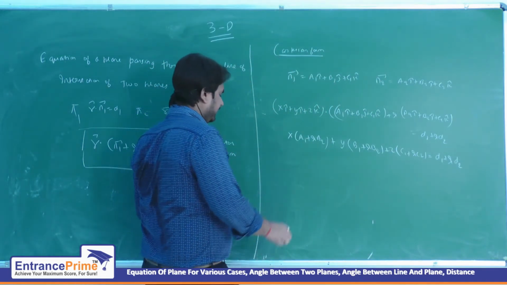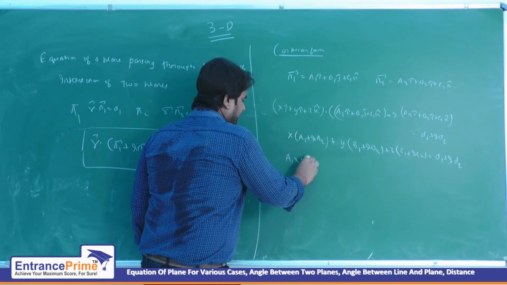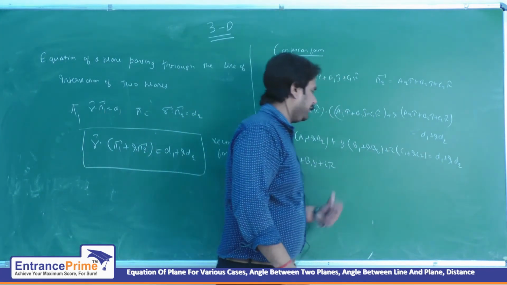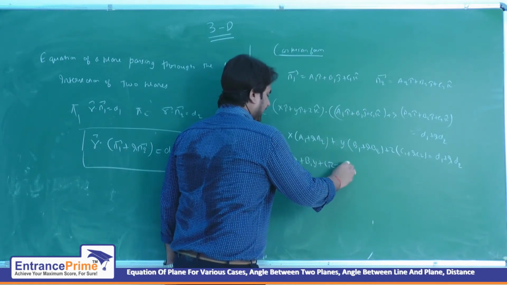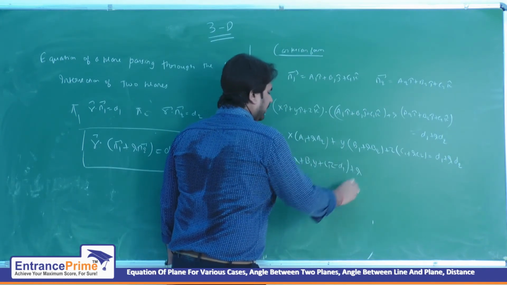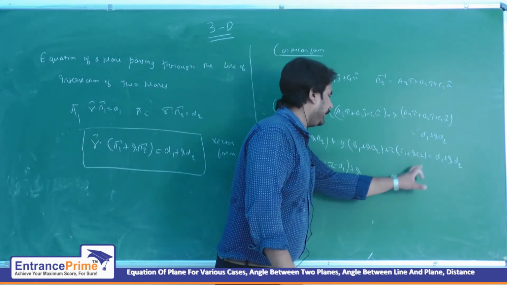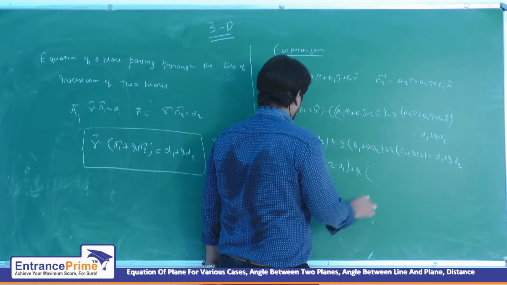Now, what will happen? It will become a1x plus b1y plus c1z, and I am taking d1 to the LHS side, so minus d1, plus I am taking lambda common. What will it become? a2x plus b2y plus c2z. So it will become lambda times of what?